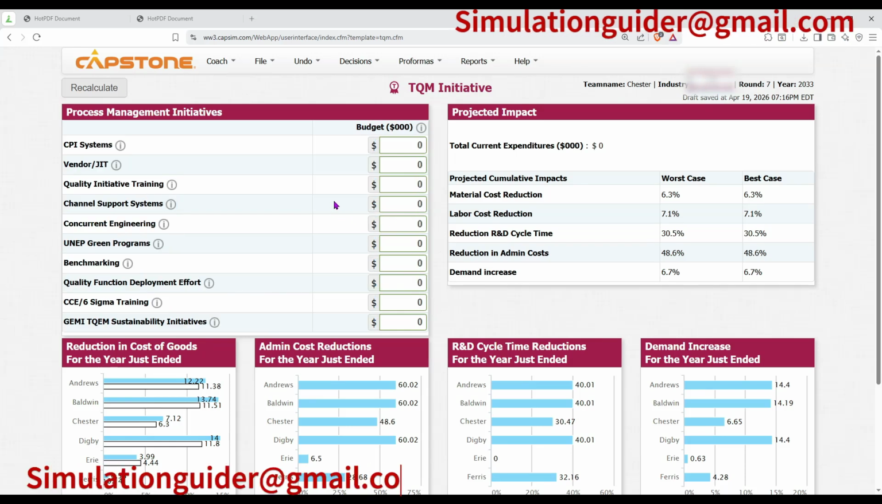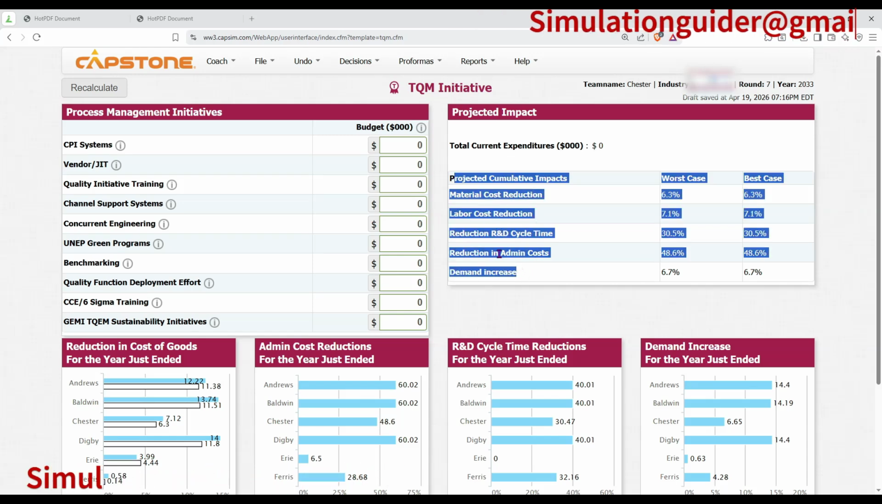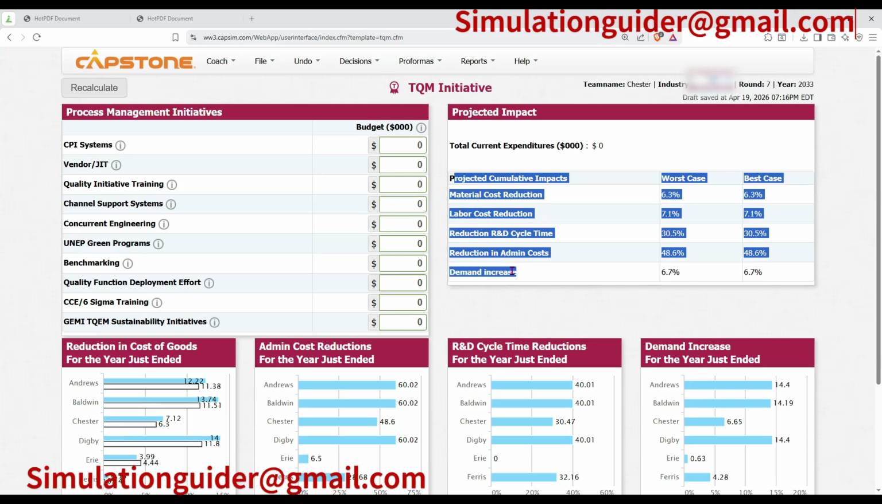Just for summary, the TQM is actually an independent department. It normally helps us to reduce more of the cost in the company. It reduces the material cost and the labor cost. As you can see here, there are the cumulative impacts of the TQM. Also, it reduces the R&D cycle time and administration costs, and it increases demand.